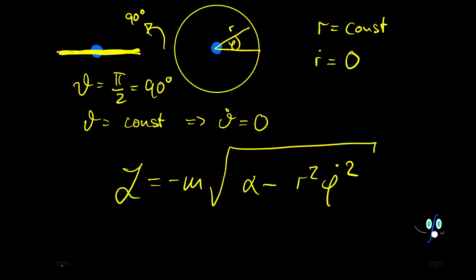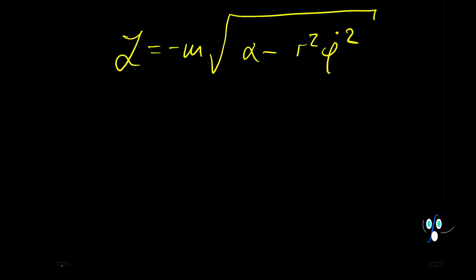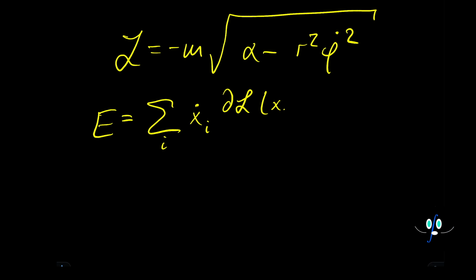Alright, and now we can determine the energy of the particle. So how do we do that? Well, we just apply the formula for the energy dependent on the Lagrangian. So the general formula is the sum over all the coordinates. Then we have the time derivative of the ith coordinate times the derivative of the Lagrangian, which is dependent on those coordinates and on the time derivatives of those coordinates, with respect to the time derivative of this coordinate, and then from the whole sum we subtract the Lagrangian.